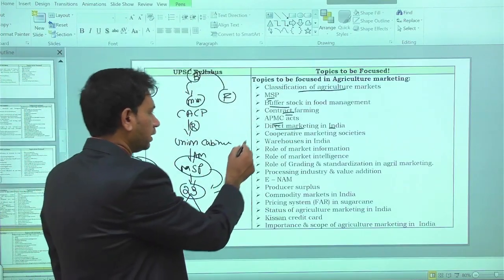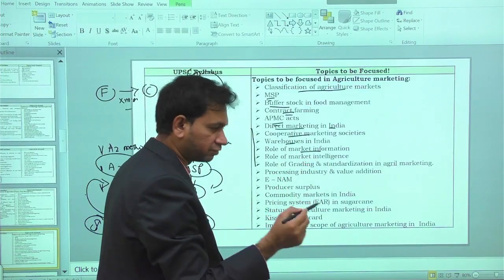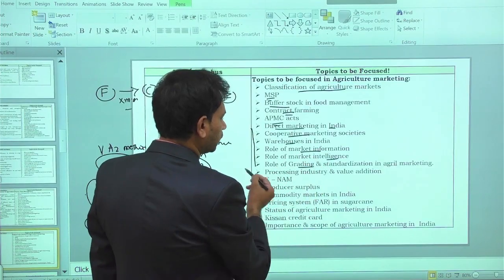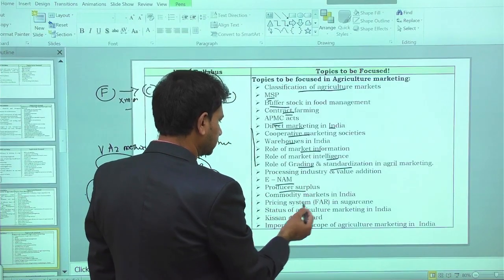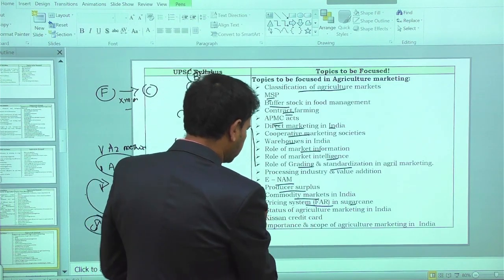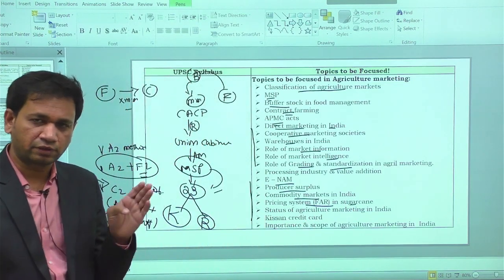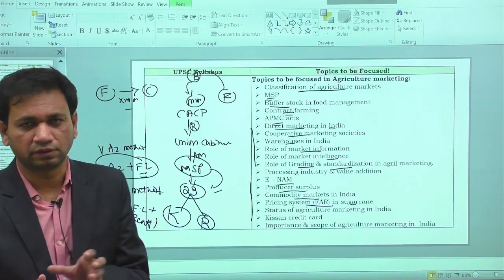Like that, we are having the syllabus we call cooperative marketing, the warehouses, the role of market information and intelligence, the role of grading and standardization, then eNAM, producer surplus, commodity market, and FRP in the sugarcane. So these are the basic syllabus we have in farm management and agriculture marketing. Both are part of agriculture economics. Okay.